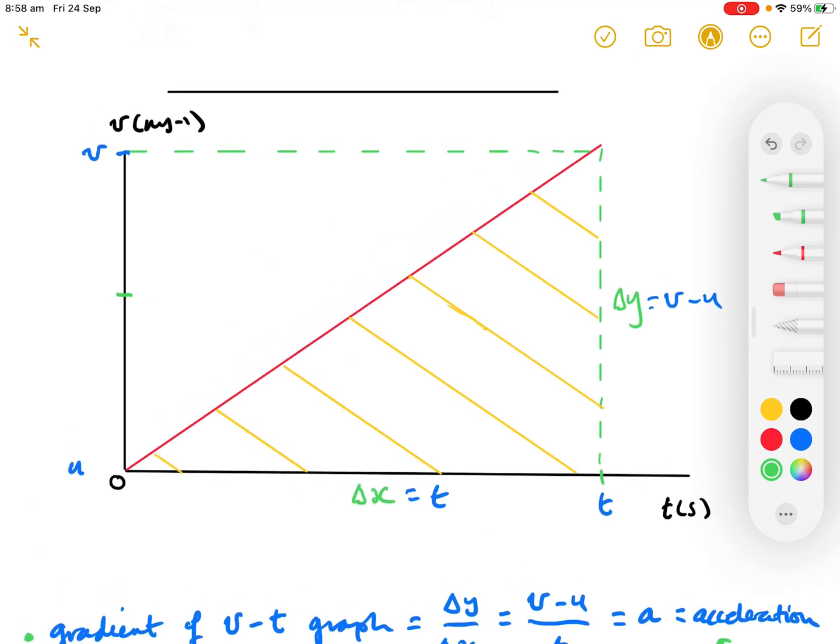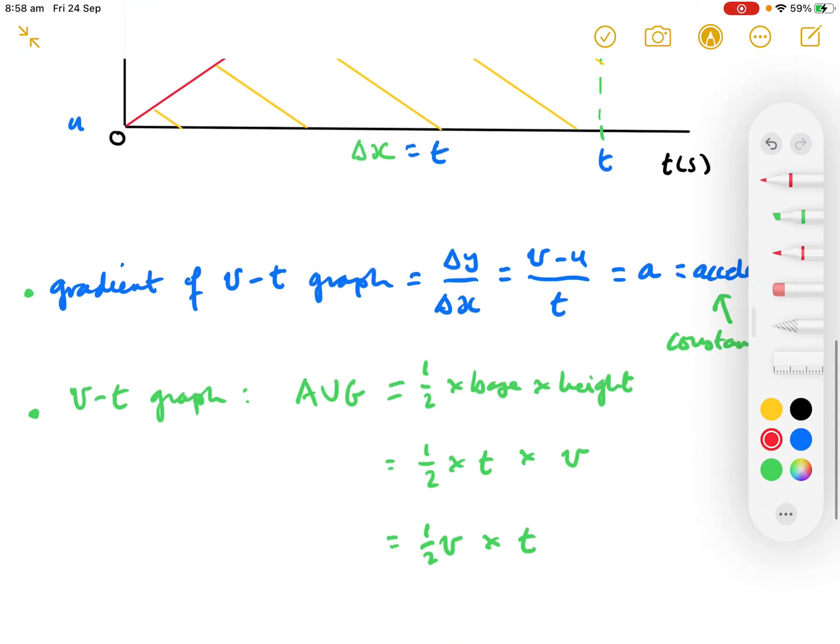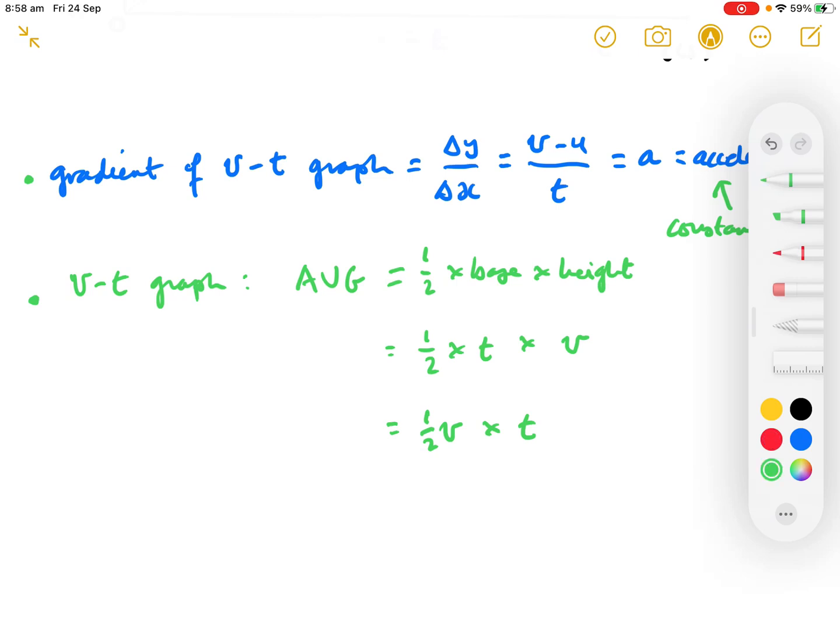Now half of v, which is the halfway point between 0 and the maximum velocity, the final velocity, that actually is just v bar. That's like u plus v over 2. So the halfway point of the velocity is the average velocity v bar. So what we're basically saying is that that is just v bar times t. And of course we know that the average velocity times the time is the displacement.